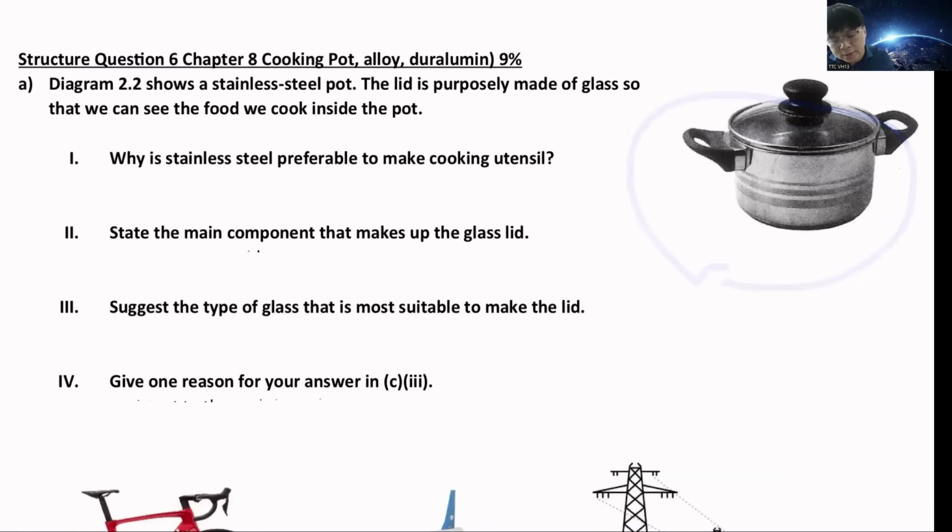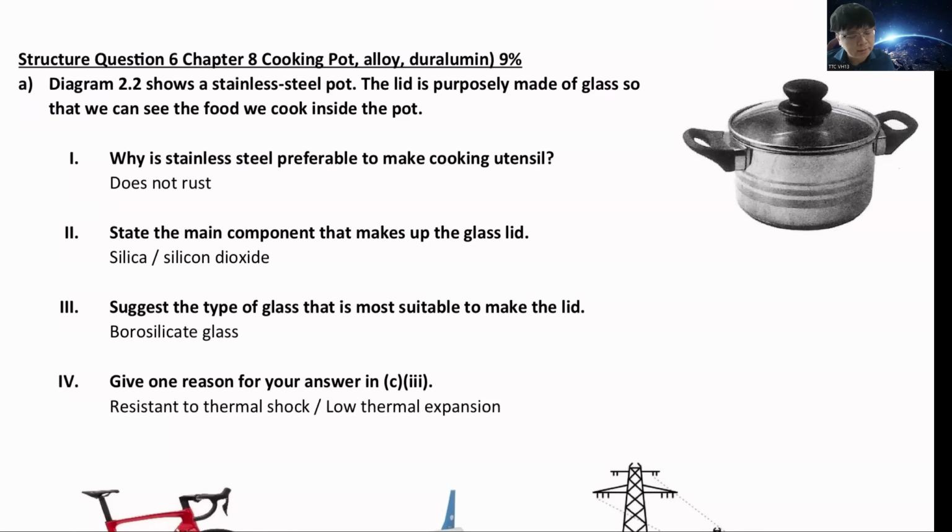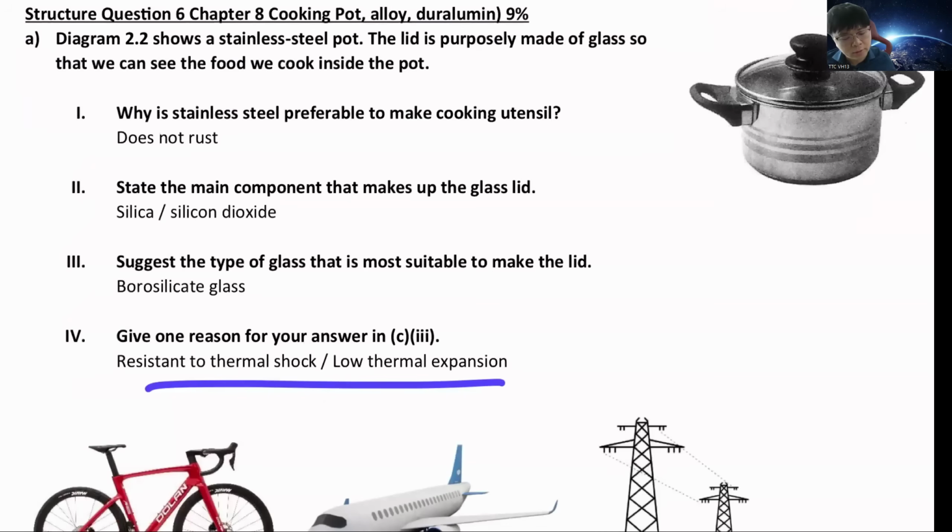They'll ask you, this is stainless steel, this is glass. Why do I choose stainless steel? Because stainless steel does not rust. Because the cooking pot will contact water, it would rust easily. Then glass is silicon dioxide, and borosilicate glass is this glass. Why? You can write because it resists thermal shock.